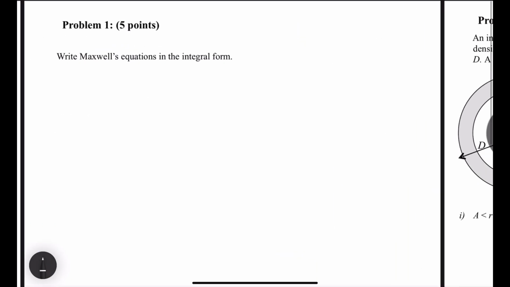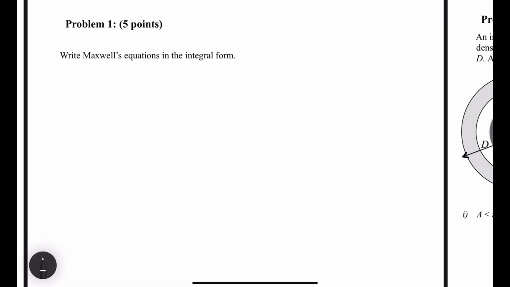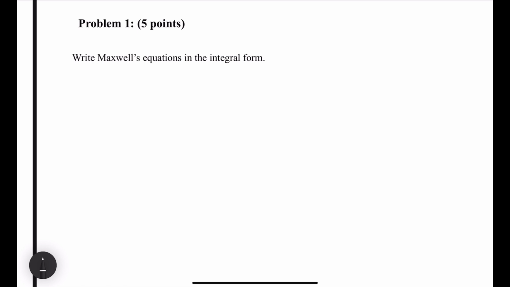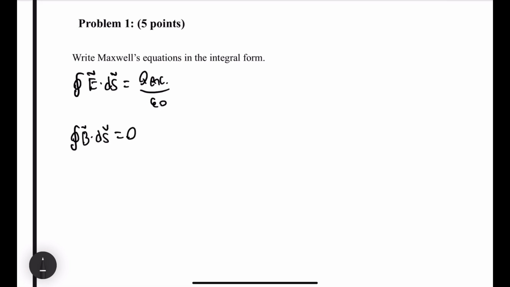So the first problem, regardless of the professor you have, is going to be to write down Maxwell's equations in integral form. And we need to know that there's 4 of them. The first one is Gauss's law, which is the flux of E dot dS is equal to Q enclosed over epsilon naught. And the second one is Gauss's law for magnetic fields, which is the flux of B dot dS is equal to 0.